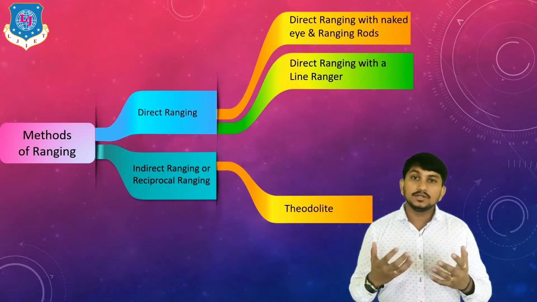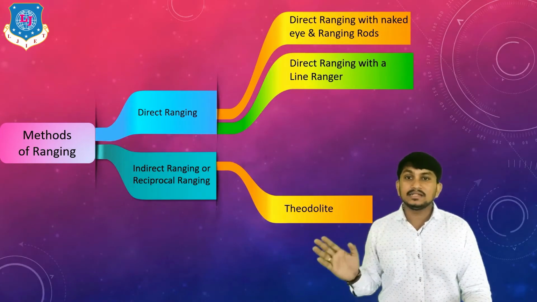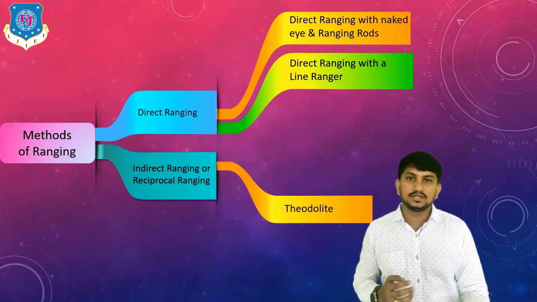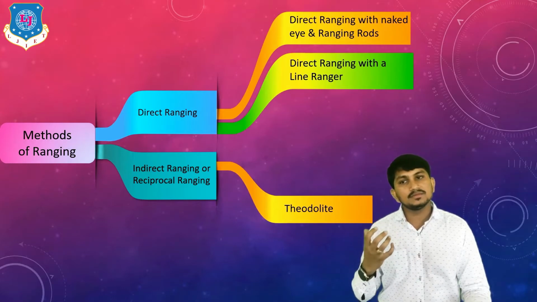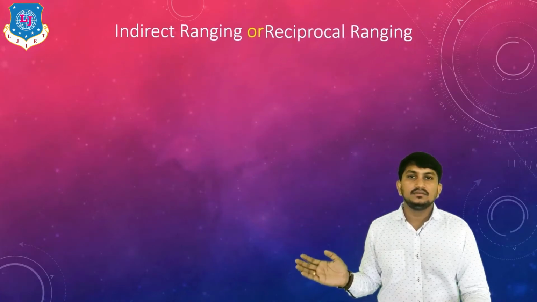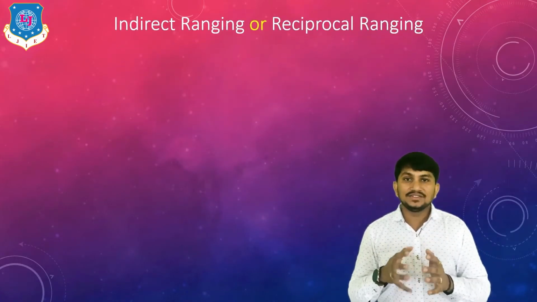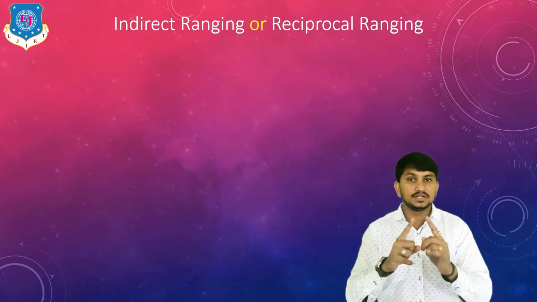But what can we do when the stations are not intervisible? At that time, indirect ranging or reciprocal ranging is used. It is usually done by one instrument called a theodolite. We will discuss the whole process of how we can do ranging when the stations are not intervisible.